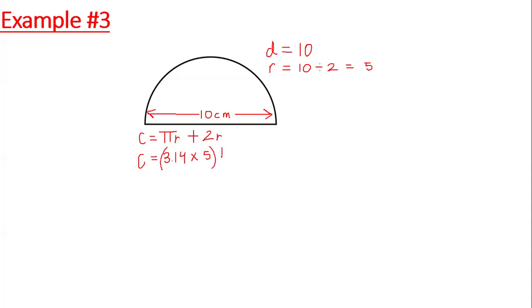Plus 2 times r. What is r? R is 5. R is 5, so it's going to be 2 times 5, right?